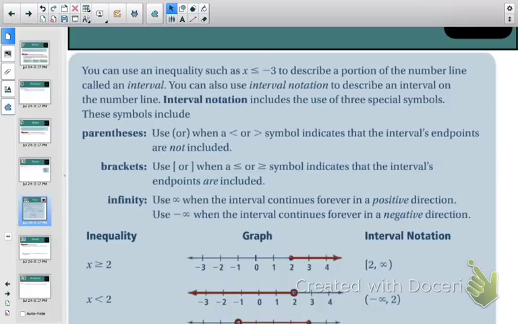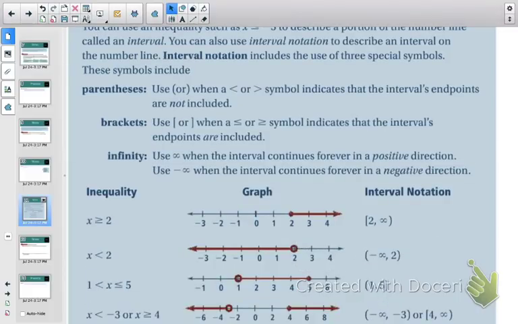We use parentheses when there is a less than or a greater than symbol, and this tells us that the endpoints are not included. So parentheses are for when they're not included. Brackets are these little square looking parenthesis things. We use those when there is an equal to sign, so your endpoints are included. And then we are going to use infinity and negative infinity here. Use infinity when the interval goes on in a positive direction. Use negative infinity when it goes on in a negative direction forever.